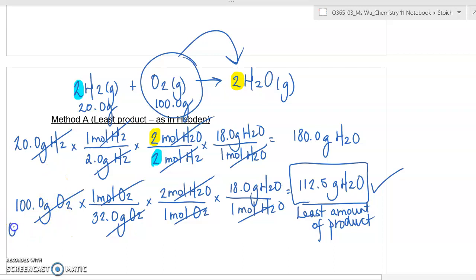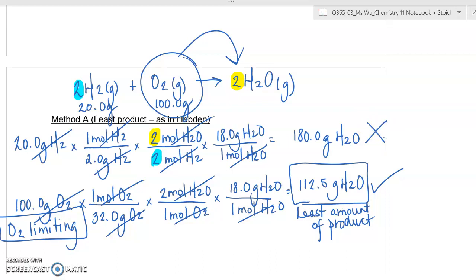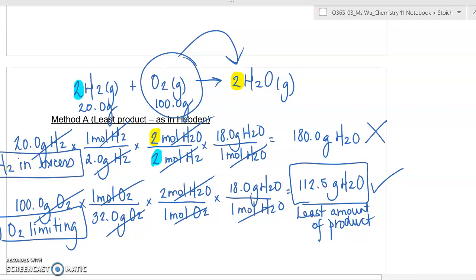Our oxygen is our limiting reactant. It is the one that runs out first and therefore limits how much water we can make. The other calculation is not happening. If we were to use up all the hydrogen, we would make all that, 180 grams of water? Nope, not happening. Our hydrogen is in excess. We have way more hydrogen than we need. So that's our final answer, the 112.5 grams of water. Yay!